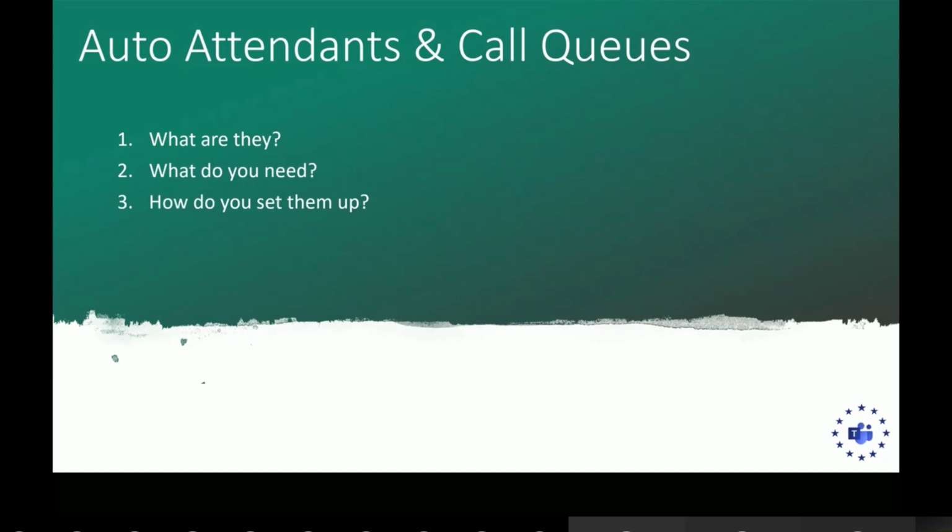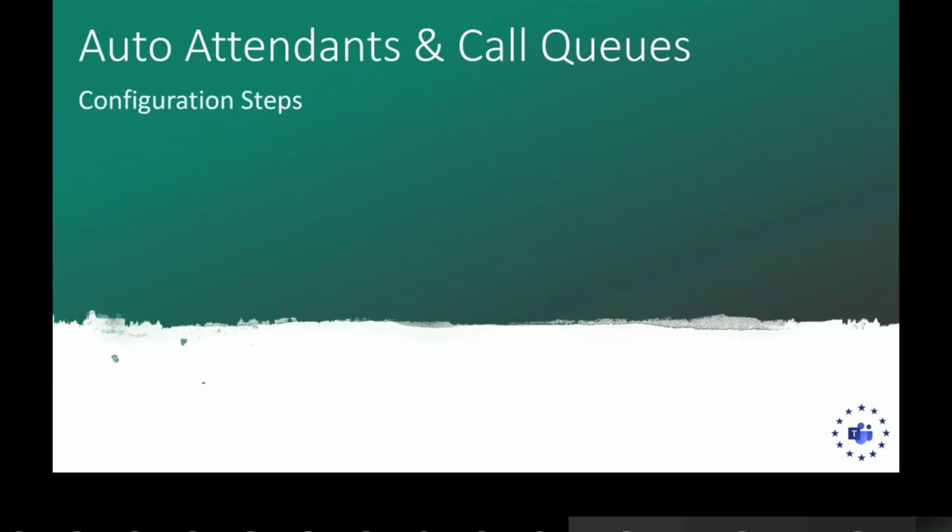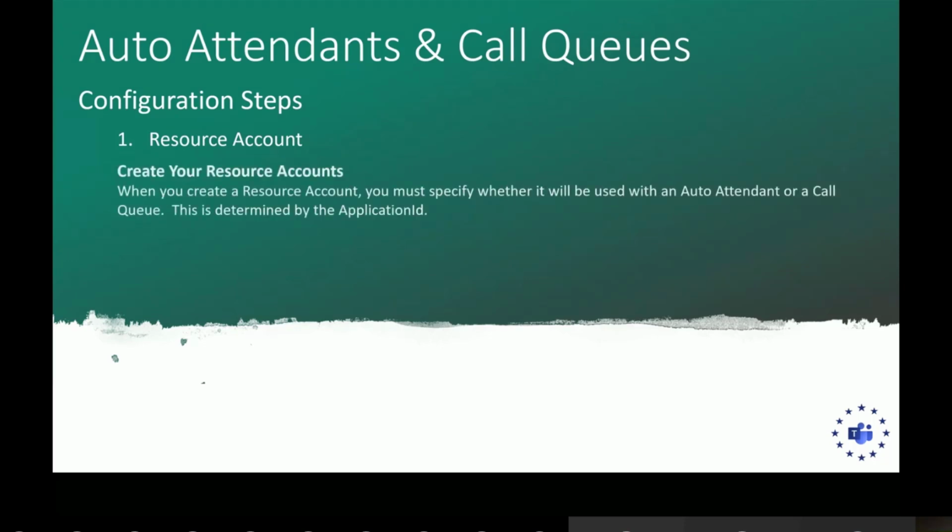So how do you set them up? Actually fairly straightforward. Here are the configuration steps. First thing you need is what's called a resource account. Don't get confused with what they used to have in Exchange, which was called a resource account, which might be a room or equipment mailbox. This is a specific type of account that's used only for auto attendants and call queues.